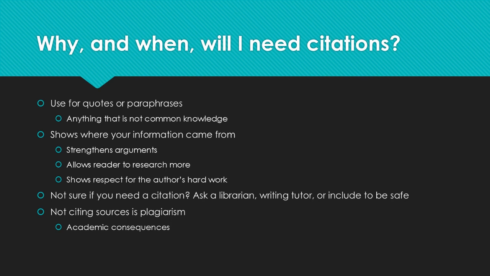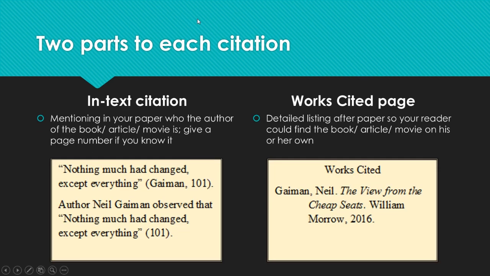If you're not sure if you need a citation, double check with a librarian or a writing tutor just to be sure, and remember that if you don't include a citation, that's considered plagiarism, and there are academic consequences if you're caught plagiarizing information. So please, if you're not sure, go ahead and include a citation just to be on the safe side. Each citation that you're going to use has two parts in your paper.